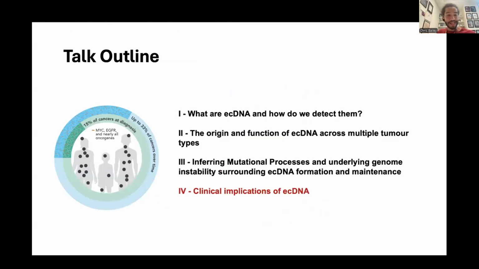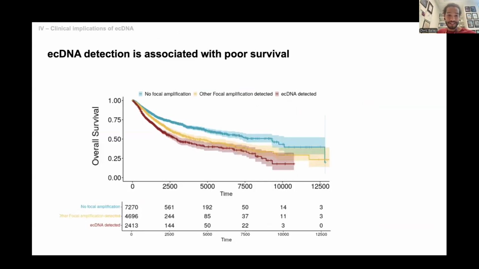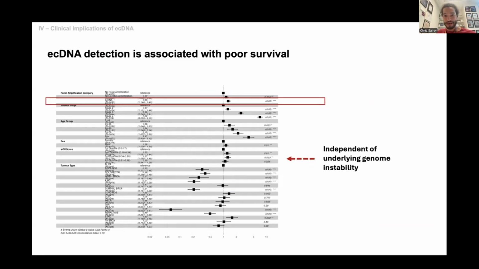We then were able to take the clinical annotation within the Genomics England data sets. I think one of the strengths of the data set in general was being able to overlay some of the survival data and some of the treatment data. We found that ecDNA was associated with metastasis and later tumor stage, and that the detection of ecDNA was associated with poor survival. We also found that in a multivariable model that the presence of ecDNA was associated with poor survival, even when controlled for stage, age, and perhaps most strikingly, underlying genome instability.